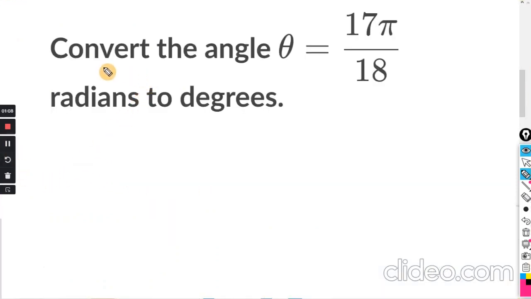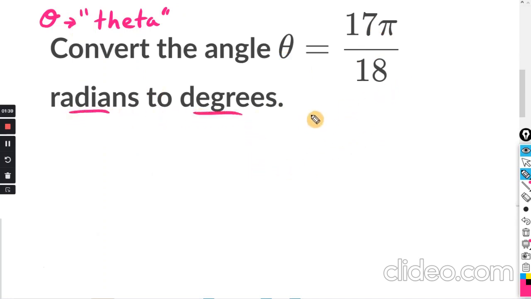Okay, so here they want us to convert the angle theta equals 17 pi over 18 radians to degrees. Okay, this symbol is just a Greek letter theta. It's pronounced theta, and it represents the angle measurement. All right, so don't be intimidated by that symbol. But we're converting this from radians to degrees.